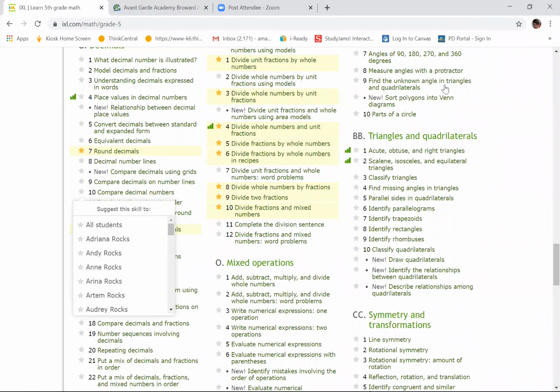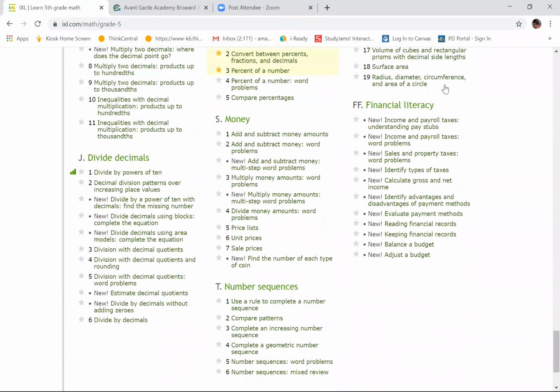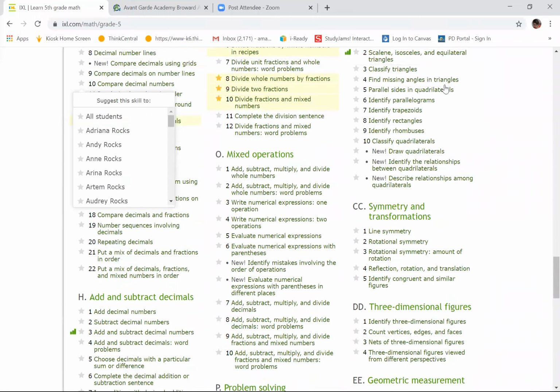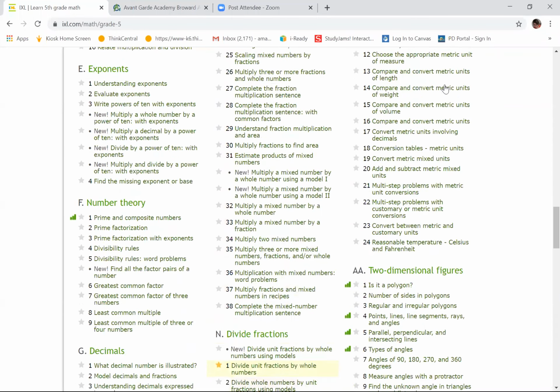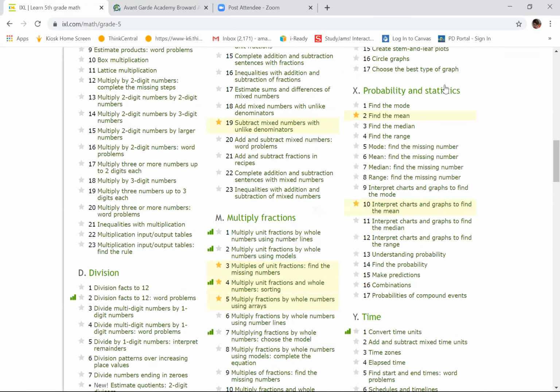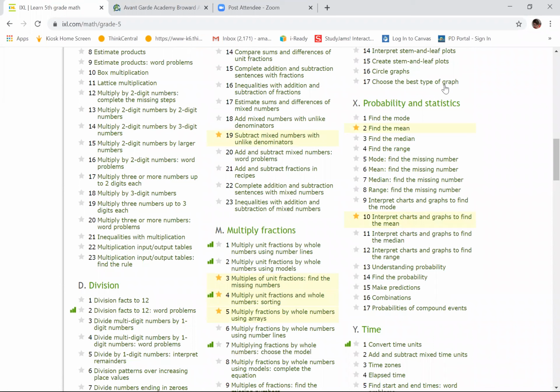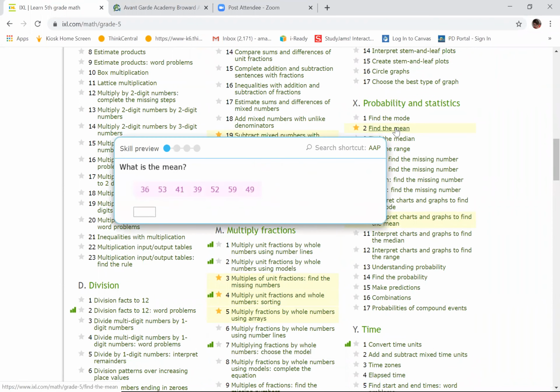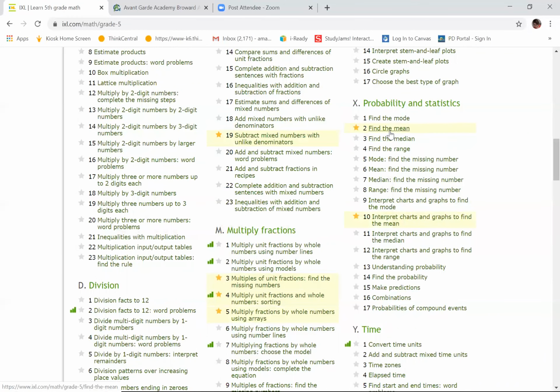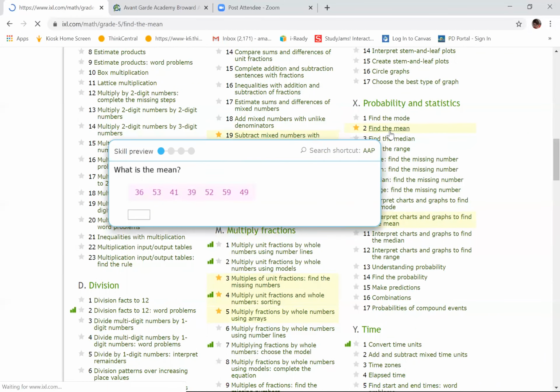Okay, so here we are at IXL. We're going to do some practice on finding that mean. We're going to go down. No, we're going to go up. Okay, right here, probability and statistics. Do you see here where it says find the mean? Mean means average. So go ahead and go to IXL and do some practice.